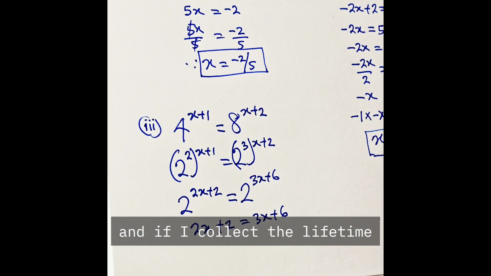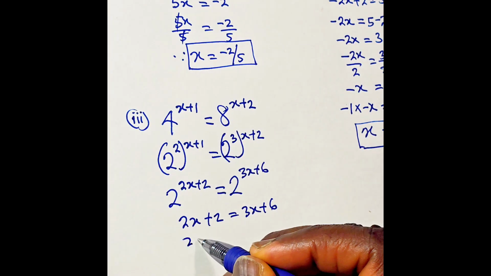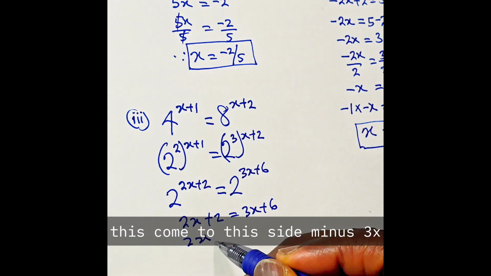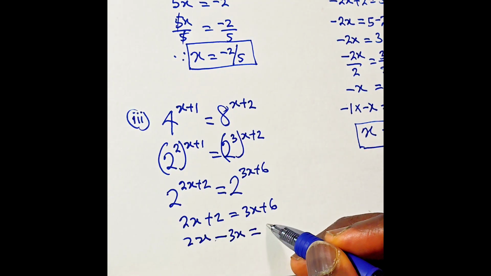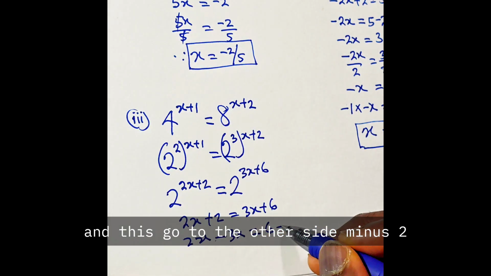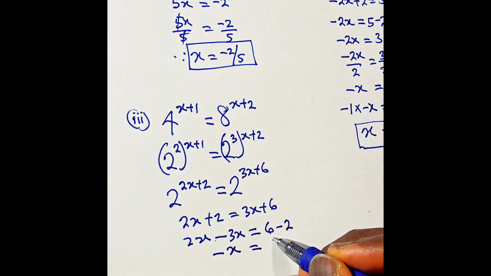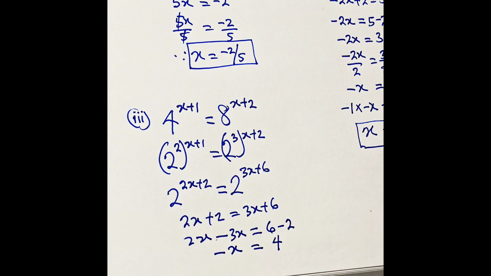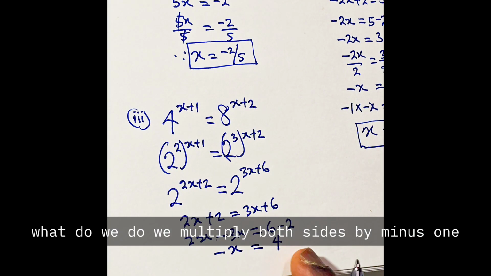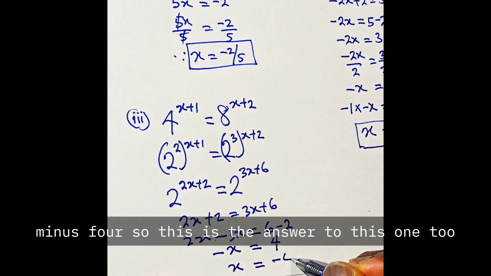And if I collect the like terms, I'm going to have 2x, this comes to this side, minus 3x equals 6, and this goes to the other side, minus 2. So I'm having minus x equals 4. The same thing here: I'm having minus x equals 4. What do we do? We multiply both sides by minus 1. And if we do that, my x will now equal minus 4. So this is the answer to this one too.